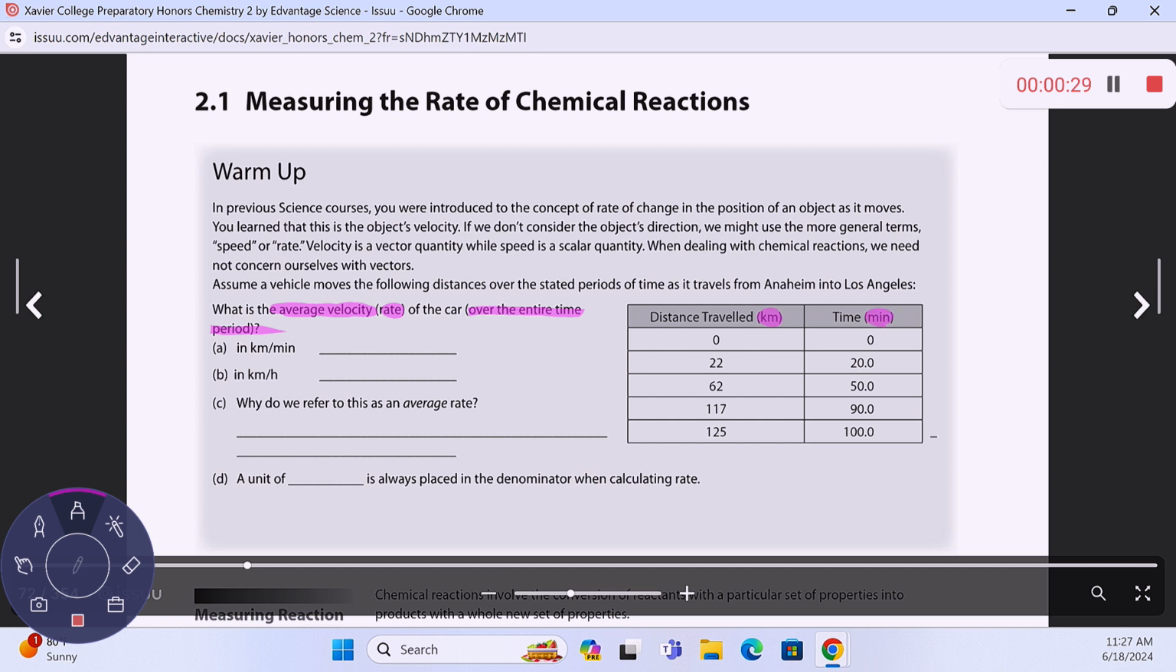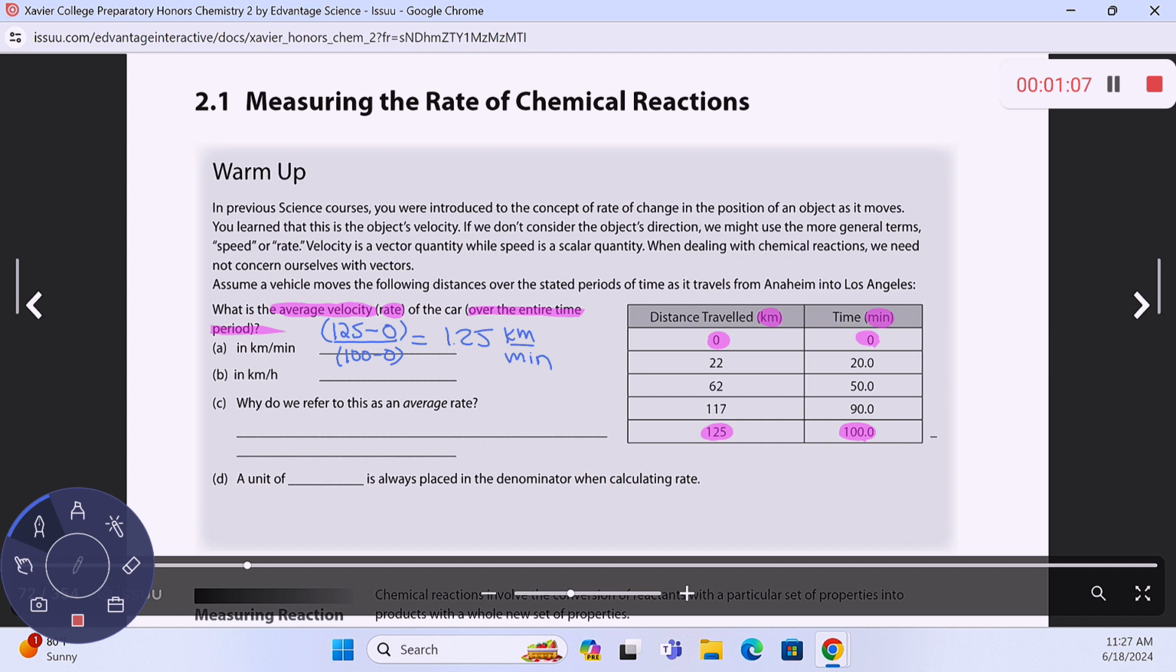I've got kilometers here, minutes here. If they want it over the entire time period, then you would be looking at the first and the last data point. Agreed? Okay. So kilometers per minute means we're going to take the last point, so 125, minus 0 over 100 minus 0, right? So you're going to get 125 divided by 100, which will come out to be 1.25 kilometers per minute. So really, we just calculated the slope, right?